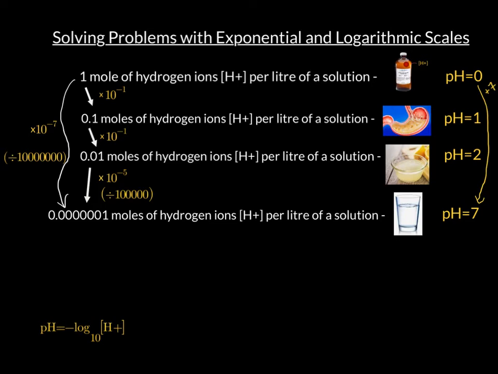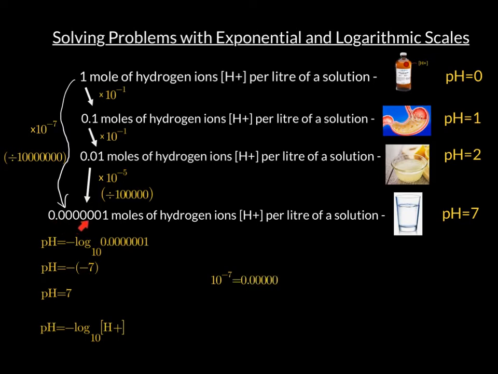Let's try the actual equation. Let's plug in 0.000001 for our H plus and take the log of that base 10, take the negative of that, and you get a pH of 7. Log of the base 10 of this number is -7 because 10 to the -7 equals 0.000001. And then if you take the negative of -7, you end up with a pH of 7.